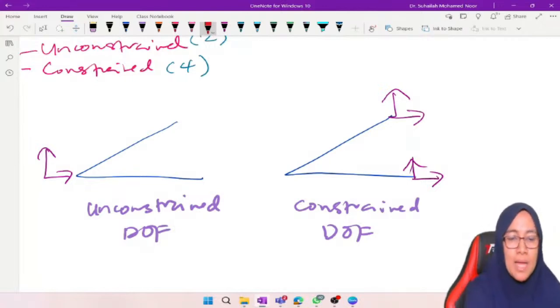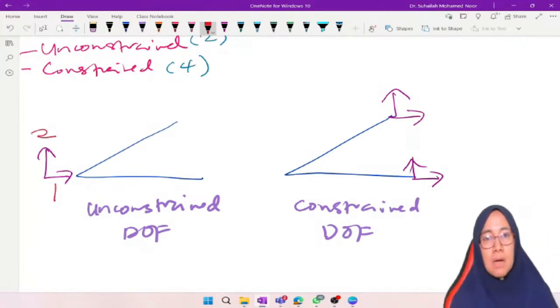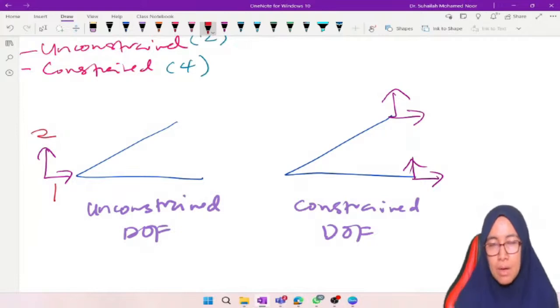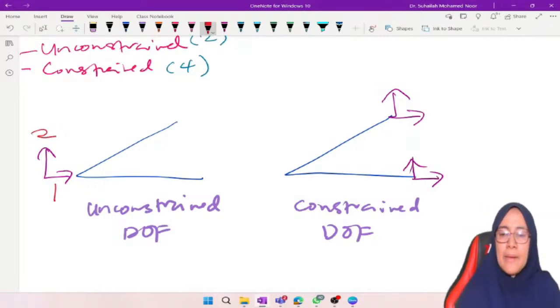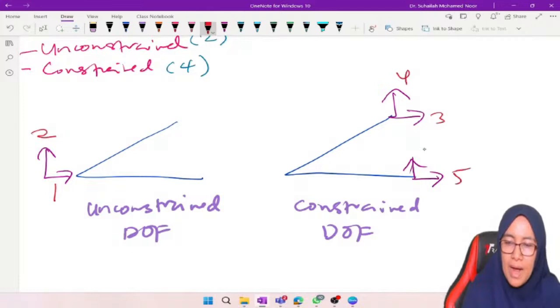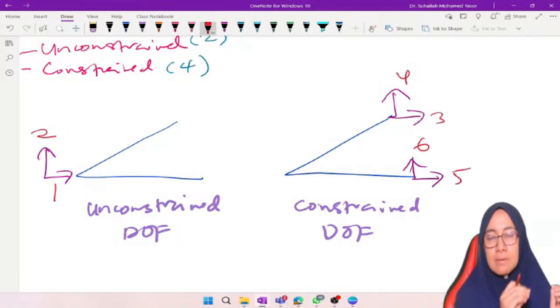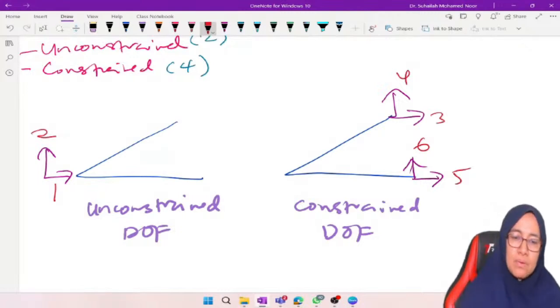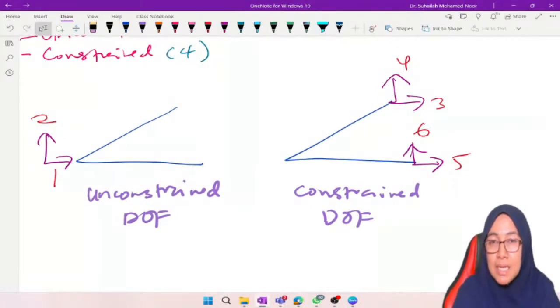From 1 to 6, we label as 1, 2, X, Y. Please label X first, then Y. When a node has complete degree of freedom, put 1 and 2. Then only we label the constraint, followed by 3, 4, 5, 6. In the unconstrained system, 1, 2, and in the constrained system, 3, 4, 5, 6. So in total now there are 6 degrees of freedom.